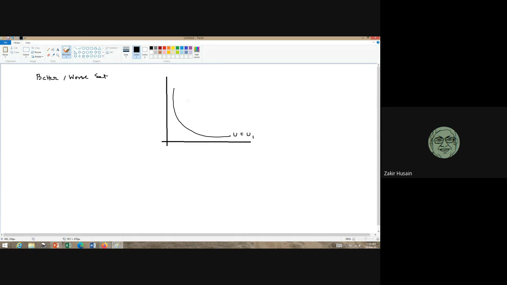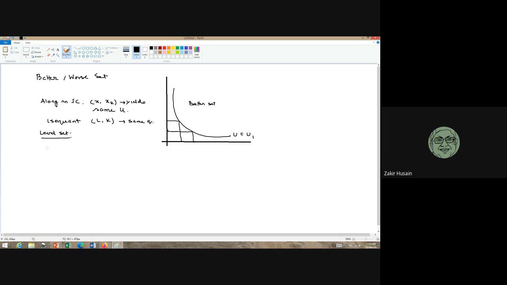See, this is u equal to, let us say, u1. Any combination over here will give you the same level of satisfaction. Along an indifference curve, you have the combinations of x and y which yield the same utility. If it is an isoquant, it is a combination of labor and capital which gives the same output level. We call this a level set.